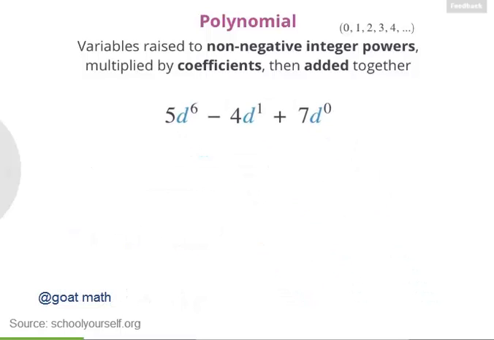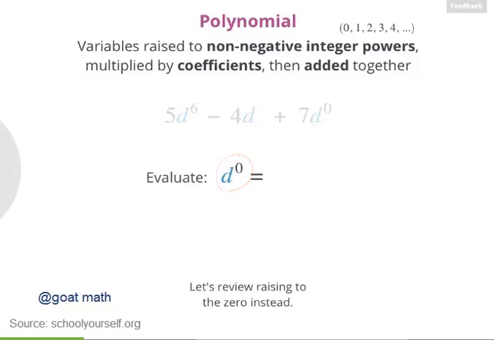Now usually you won't see powers of 1 or 0 written in a polynomial like this. For example, d to the first power is just d, so we wouldn't even write this exponent. And what about d to the 0th power? What must this expression be equal to?